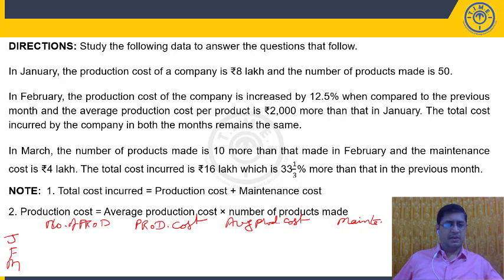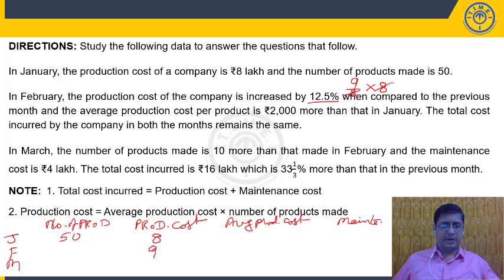Okay. In the month of January, the production cost is 8 lakhs, so now I am taking 8 lakhs here. And the number of products made is 50. Okay. Then what is next? In the February month, the production cost of the company is increased by 12.5%. 12.5% means it is 1 by 8. Increased by 1 by 8 means 1 plus 1 by 8 is equal to 9 by 8 when compared to the previous month. Previous month it is 8. So 9 by 8 of 8 is equal to 9. So in the month of February, it is 9 lakhs.